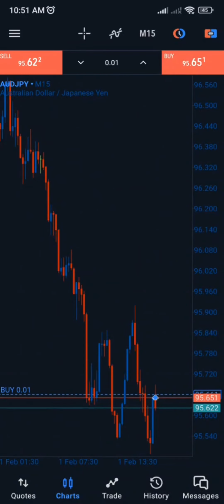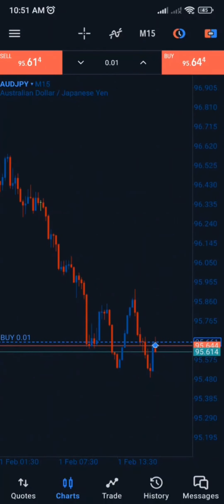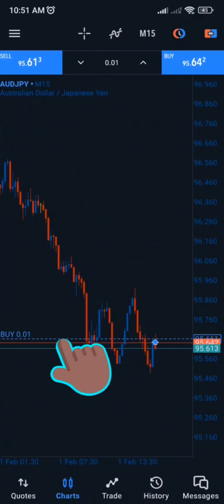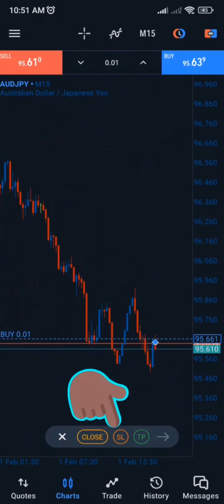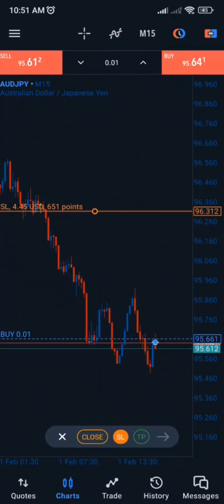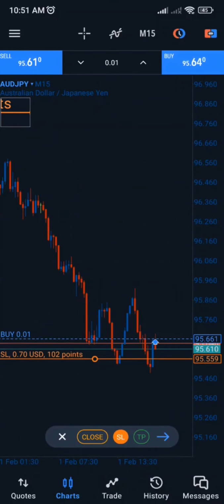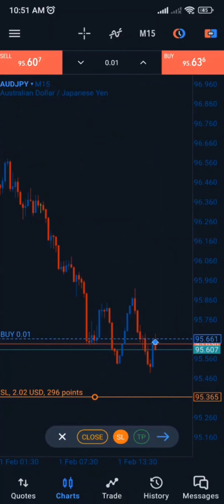So now you would see that that position would have been entered. Now for us to place our stop loss, you can simply tap on the entry line, and if you were to tap the SL icon, I would just drag it down below. In this case, I will risk roughly 30 pips.